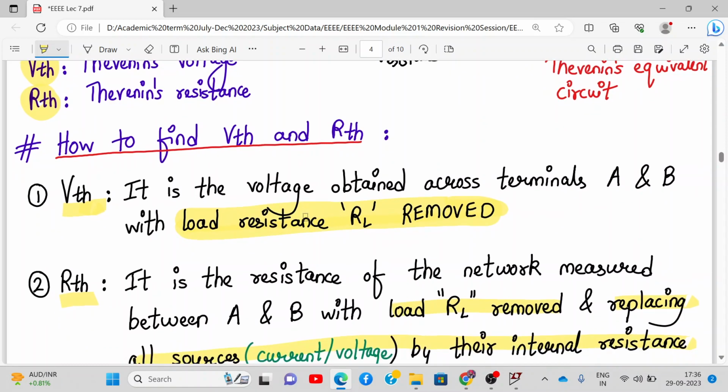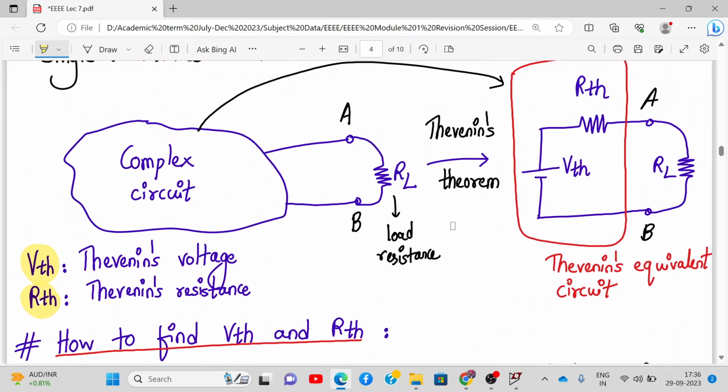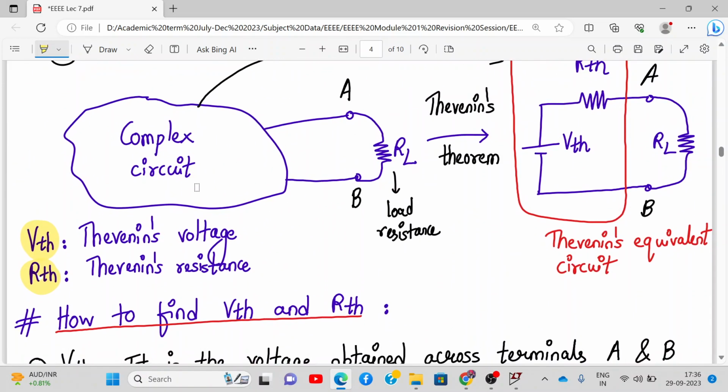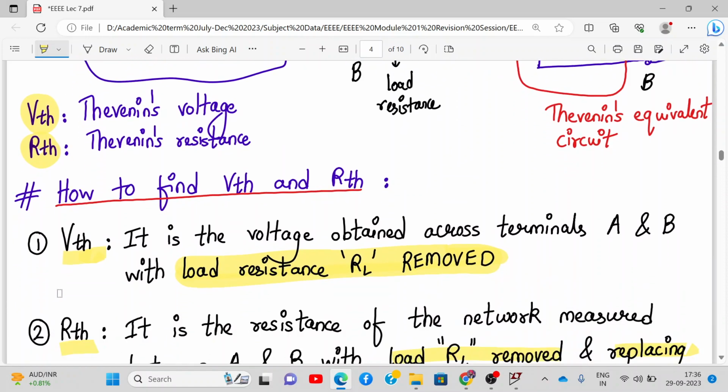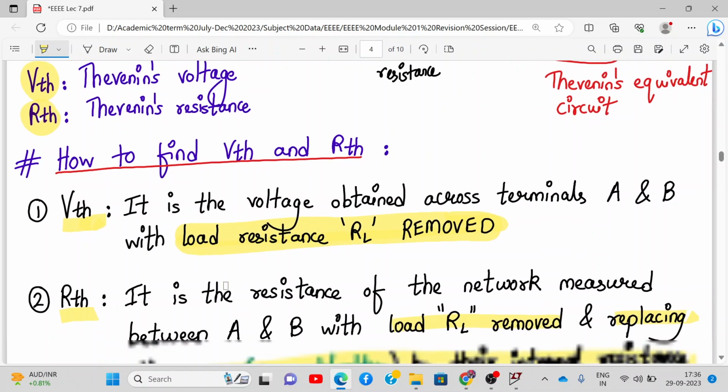We will see that briefly in a numerical example, but right now Vth is the voltage obtained across the terminals A and B with the load resistance RL removed. So in your complex circuit, between the terminals A and B, you remove load RL and measure the voltage across A and B. That voltage will be called Thevenin's voltage Vth.